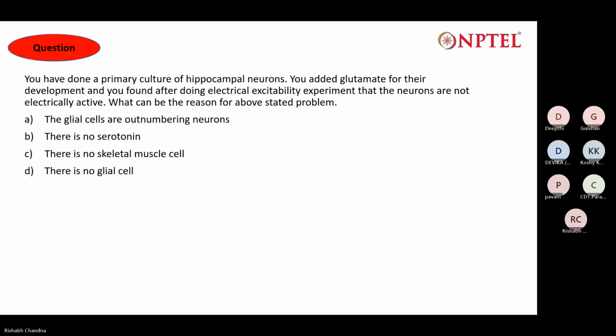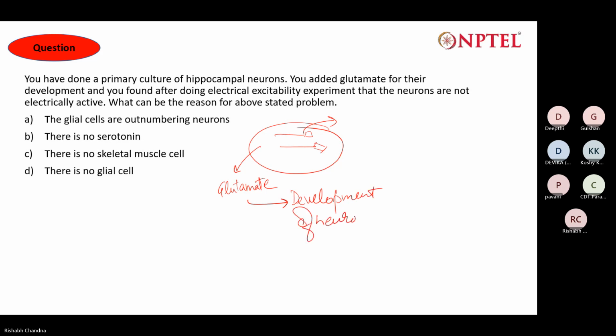Option A. Okay. Any more answers? Yes. Okay. So what happens is, generally in this case, when we grow particular neurons, especially the hippocampal neurons, we add some amount of glutamate in the medium. So what does glutamate do? They basically help in the development of neurons. Okay, so that's why we add a certain amount of glutamate in the particular neuronal culture.